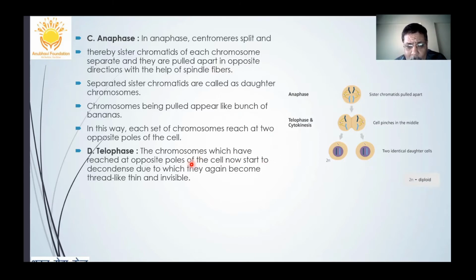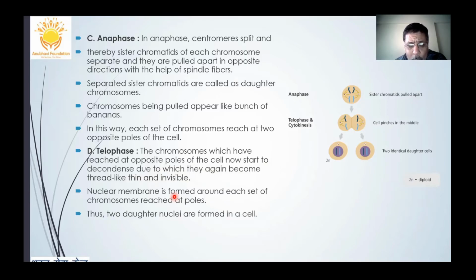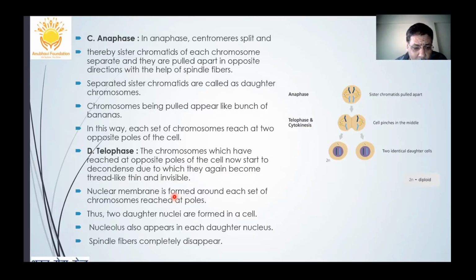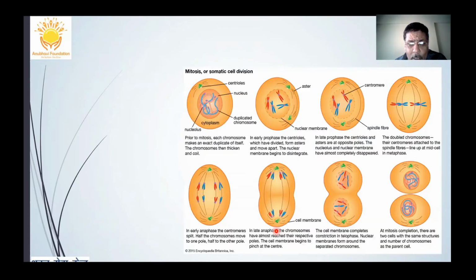The last but not the least is telophase. The chromosomes which have reached the opposite poles of the cell now start to decondense, due to which they again become thread-like, thin and invisible. The nuclear membrane is formed around each set of chromosomes at the poles. Thus, two daughter nuclei are formed in a cell. Nucleolus also appears in each daughter nucleus. Spindle fibers completely disappear, and thus the nuclear division gets completed.